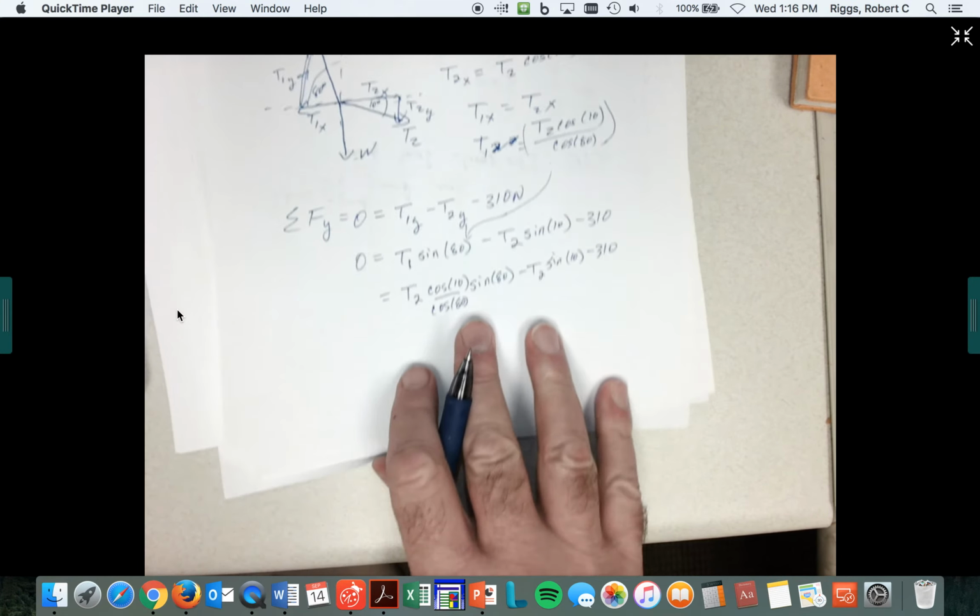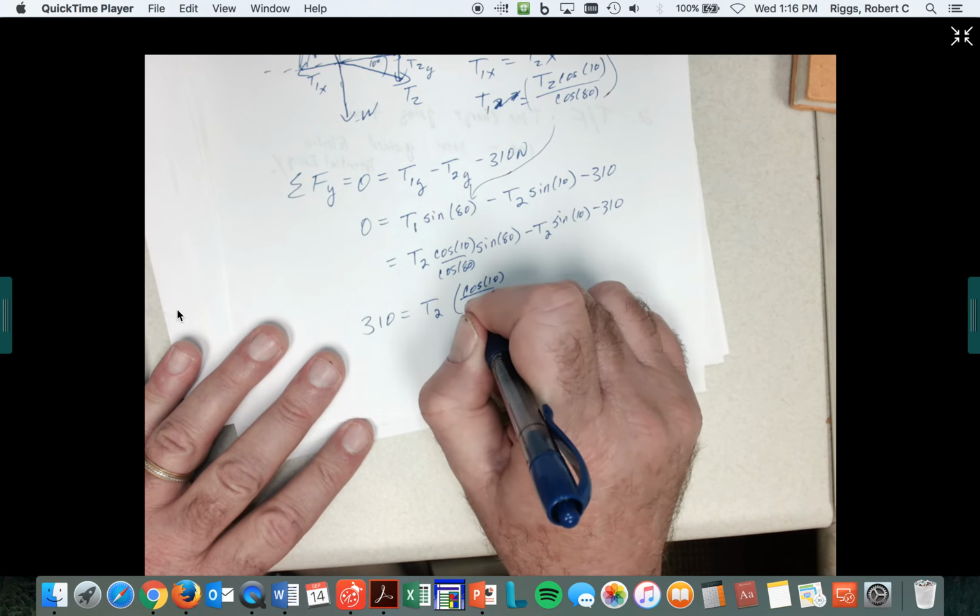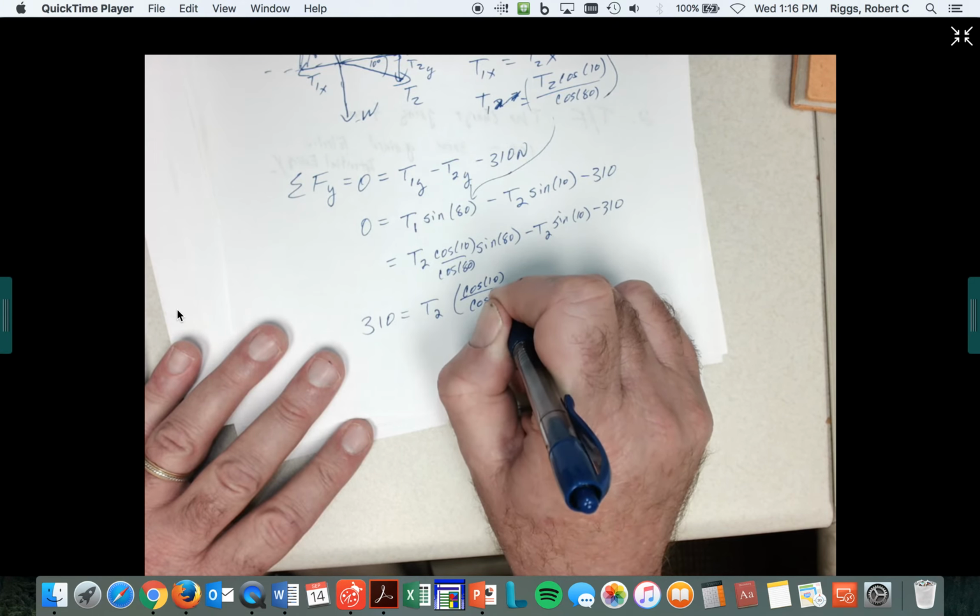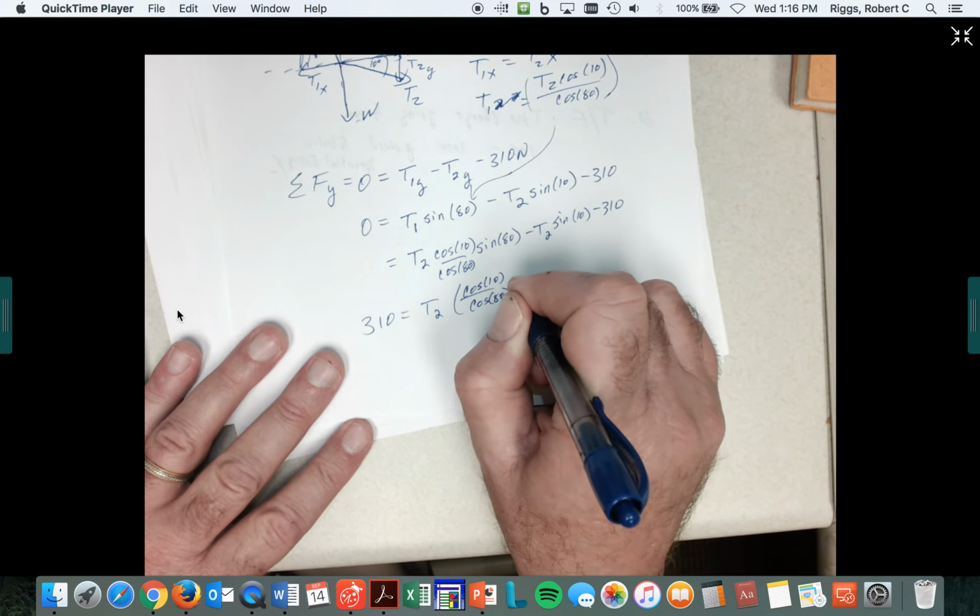So 310 is equal to, I'm going to factor out the T2. T2 times the cosine of 10 over the cosine of 80 times the sine of 80. Now, some of you might be going, well, why don't you just make the sine of 80 sine over cosine is tangent? You can do that, but we don't need to, minus the sine of 10. Let's figure out what this mess is. Divide it by 310.